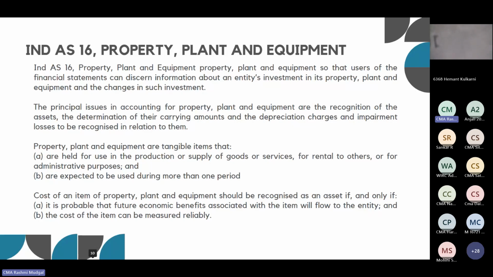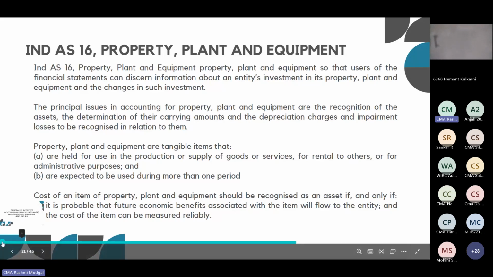The cost of an item of property, plant, and equipment should be recognized as an asset if and only if it is probable that future economic benefits, this machinery will generate production, associated with the item will flow to the entity, and the cost of the item can be measured reliably. So that is what we take in AS for the PPE.